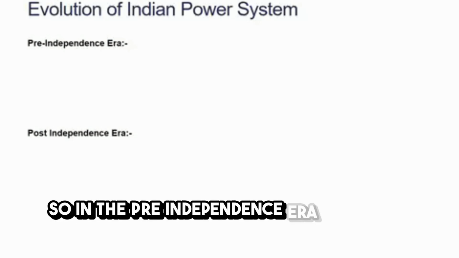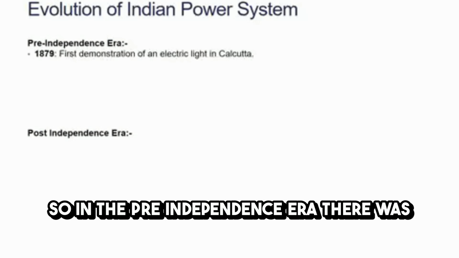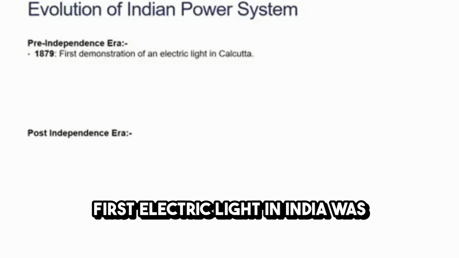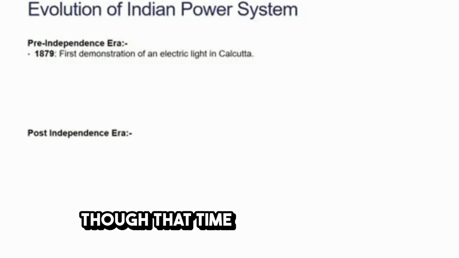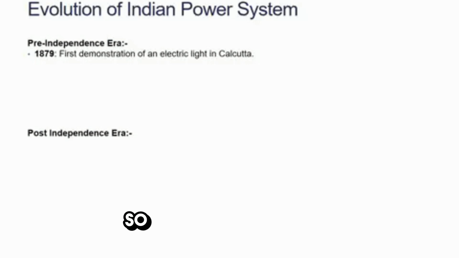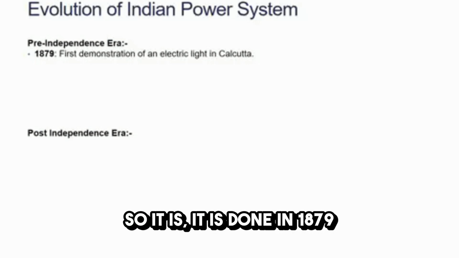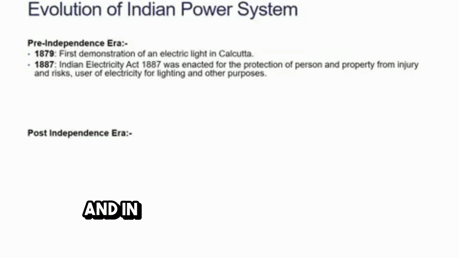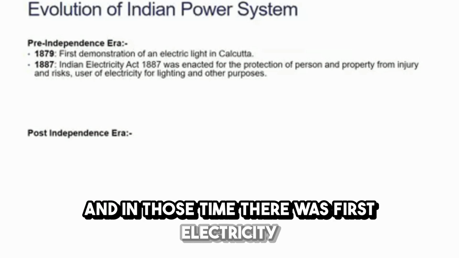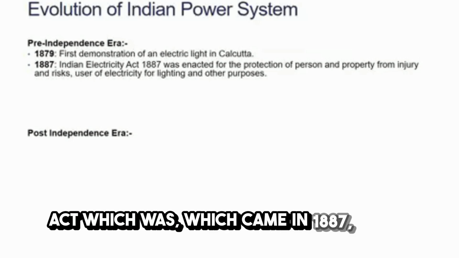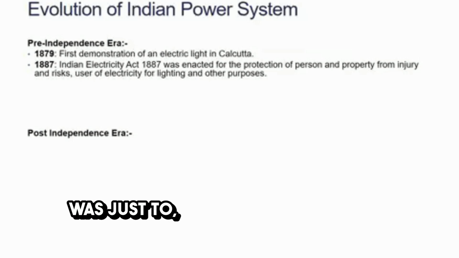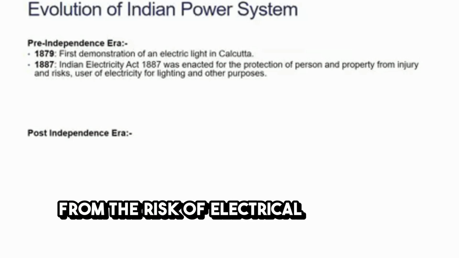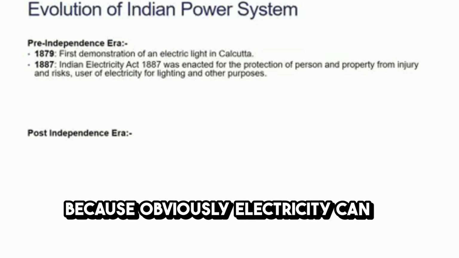So in the pre-independence era, just to give you a quick update, the first electric light in India was demonstrated in Calcutta. Though at that time it was Calcutta, now the name has changed. So it was done in 1879, and thereafter, because India was under British rule, the first Electricity Act came in 1887, which was just to protect people from the risk of electrical shock and injury, because obviously electricity can be dangerous.